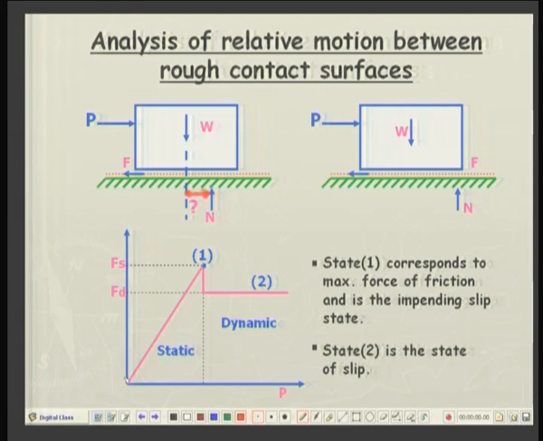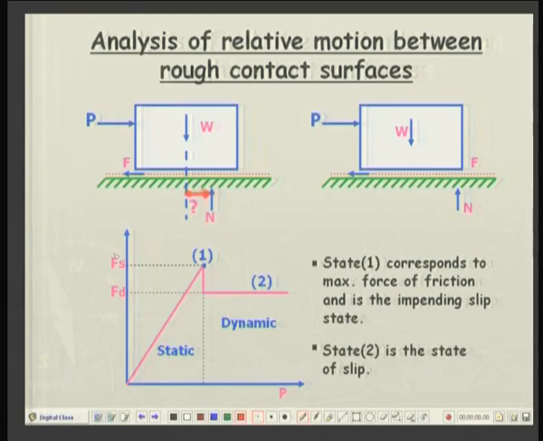So, starting from 0 friction, the friction force is gradually increasing to the maximum. This state, labeled as state 1, is the state of impending motion. If you increase the force P just beyond this state, the body will start to move towards the right in this experiment. As soon as the motion is started, the force of friction will immediately go through a decrease, that is, there will be a jump discontinuity.